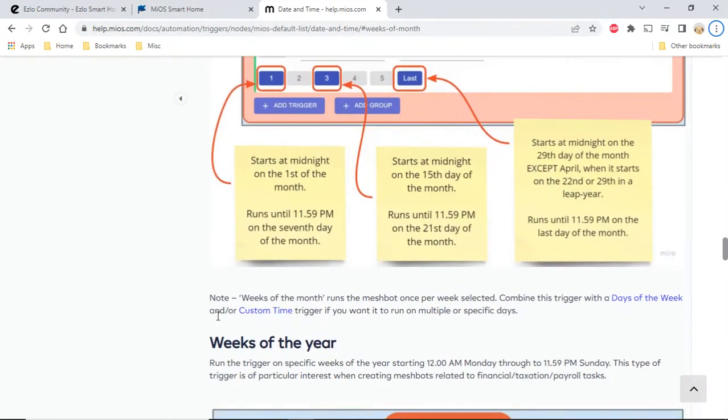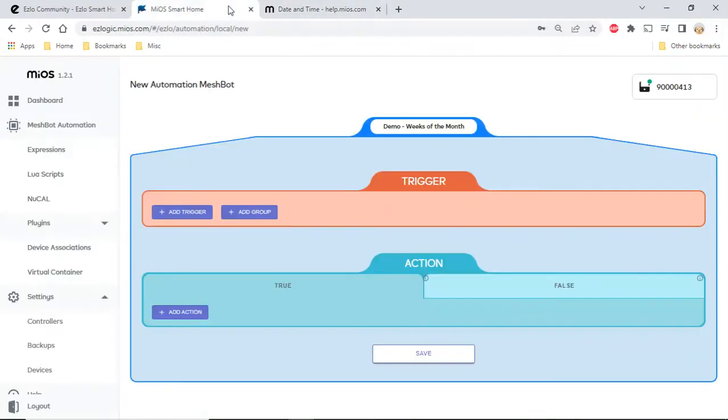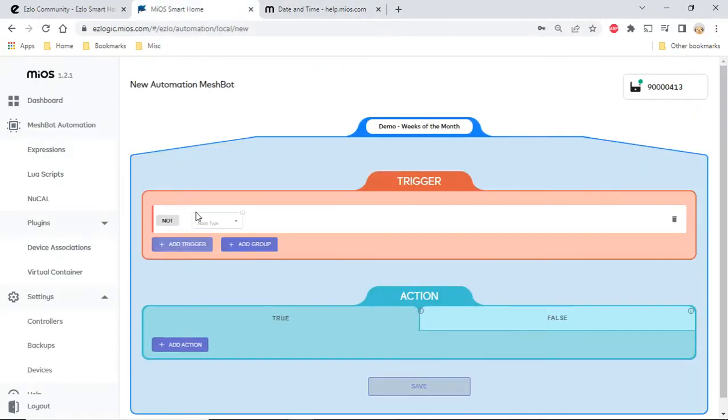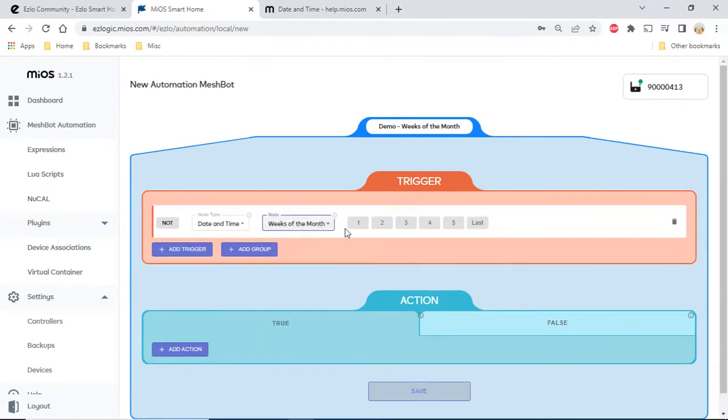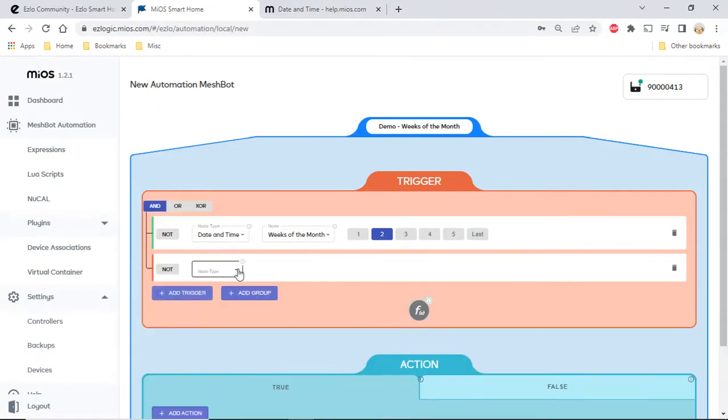And we can also combine with other triggers. So if we add a trigger, date and time, weeks of the month, so we select which weeks we want. So I can select the last week or the second week, and then usually you would combine that.